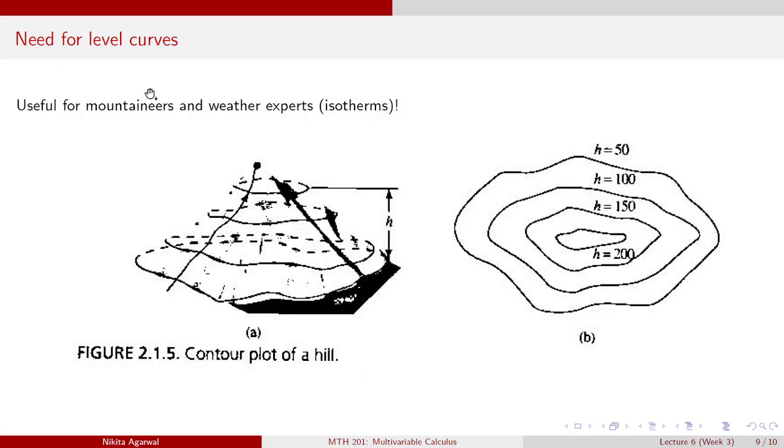They are useful for mountaineers and weather experts to draw isotherms, the curves on which the temperature is the same. Now, in this picture, we have drawn the contour plot of a hill, which is this B. So suppose you have a hill, imagine this as the z axis, you intersect this with z equal to constant. So when you intersect the hill with a particular height, on the plane, on the base, you draw those curves, okay.